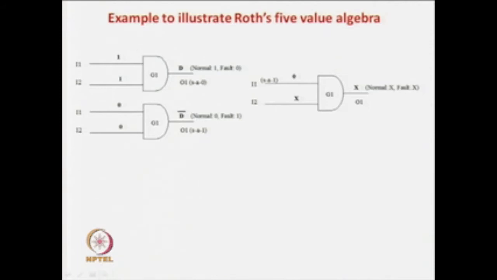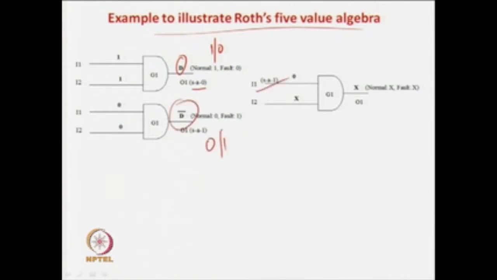Like, to illustrate Roth's algebra, if we say 1 and 1, the answer is D, because for a stuck at 0 fault, normal case 1, fault case 0. For 0 0, the answer is 0, but if they are stuck at 1 fault, the answer is 1, and we represent it by D bar.